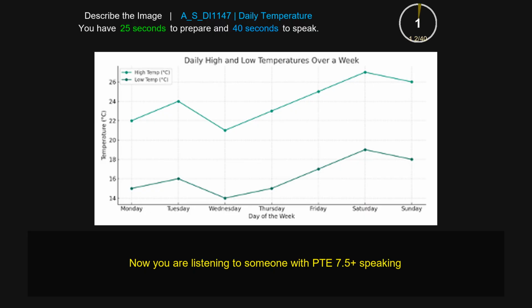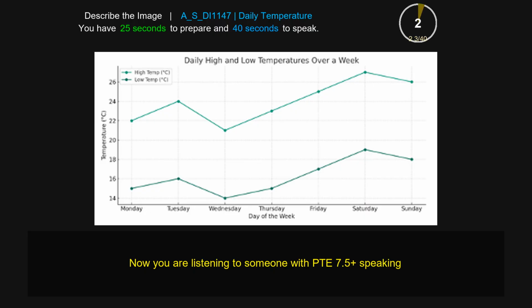The image gives information about the daily temperature. The image also includes daily high and low temperature over a week. X axis represents day of the week and y axis represents the temperature. In the days of the week, we have Monday, Tuesday, Wednesday, Thursday, Friday, Saturday, and Sunday. But in the temperature, we have different temperatures ranging from 14 degrees, 16 degrees to 26 degrees. The image overall includes information about the temperature and daily temperature.